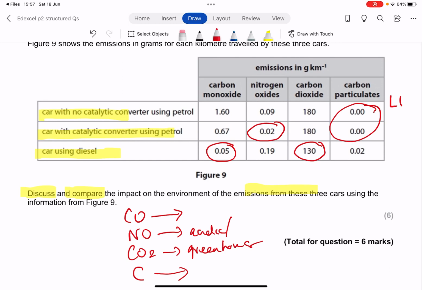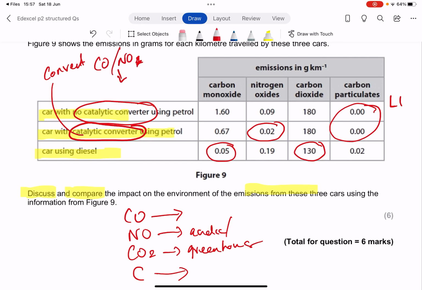Okay, so pretty much I think if you do all of that, that gets you level 2 at least. What about catalytic converters? If you compare the car with and without catalytic converters, you will notice that catalytic converters convert carbon monoxide and nitrogen monoxide into less harmful gases, like nitrogen monoxide into nitrogen and carbon monoxide into carbon dioxide. So a catalytic converter reduces the amount of carbon monoxide and nitrogen monoxide released into the atmosphere.